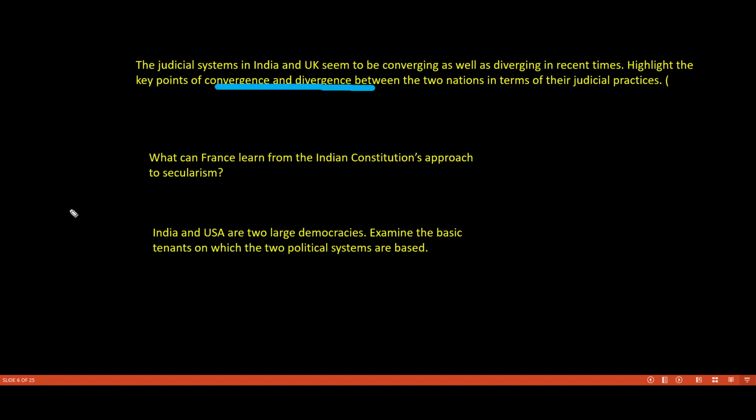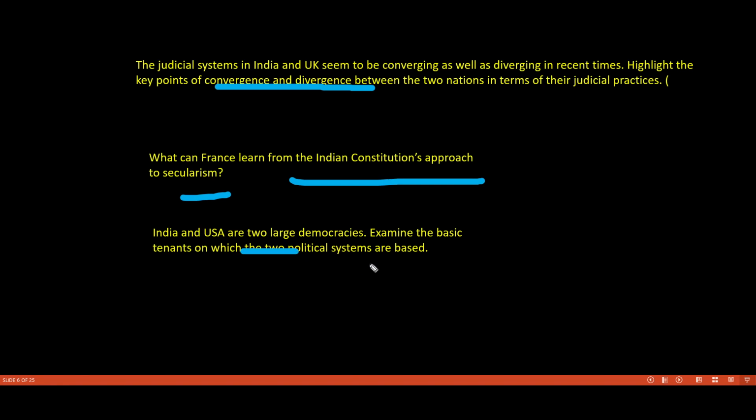All right. Now you can see the next question. What can France learn from the Indian Constitution's approach to secularism? For me, these questions were not very difficult. Why? Because I was already reading secularism and communalism and these kinds of topics in great detail for my political science preparation, so I would not read separately. But if somebody is from a non-political science optional background, for him or her also, Indian Polity by Lakshmikant can definitely answer every question from these topics.